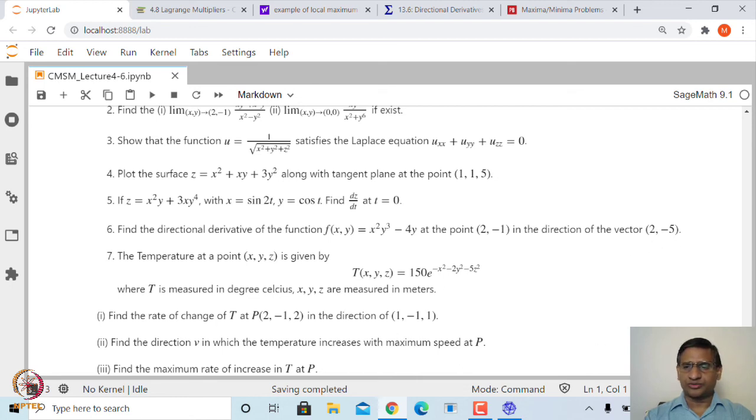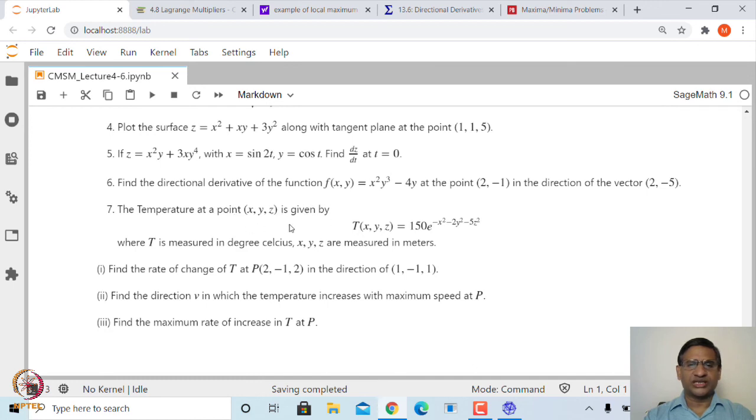In the next problem, which is the last problem, suppose the temperature at some point is given by T of x y z equal to 150 into e to the power minus x square minus 2y square minus 5z square. T is measured in degrees Celsius and x y z are in meters. So find the rate of change of T in the direction of this at this point. So this is nothing but the directional derivative of T at the point P in the direction of this. Similarly, find the direction V in which the temperature increases with maximum speed. So that means you have to find the gradient, and also find the maximum rate of increase of T at P. That means you have to find the length of the gradient.